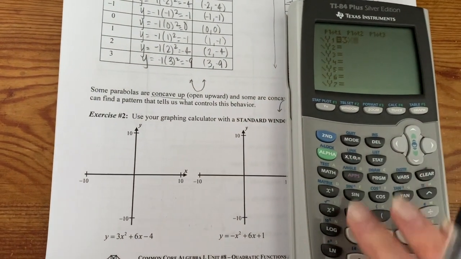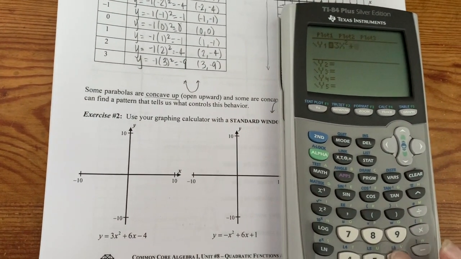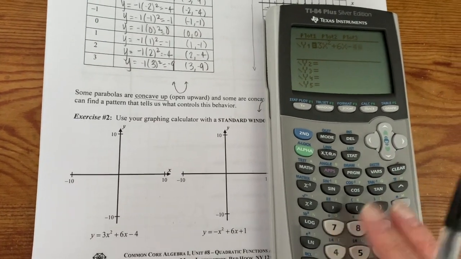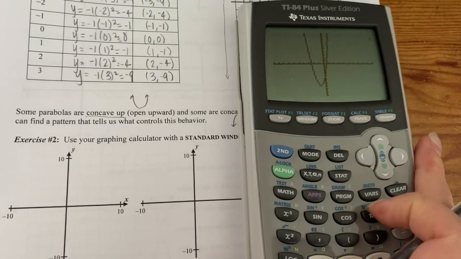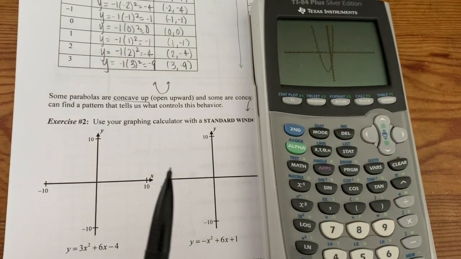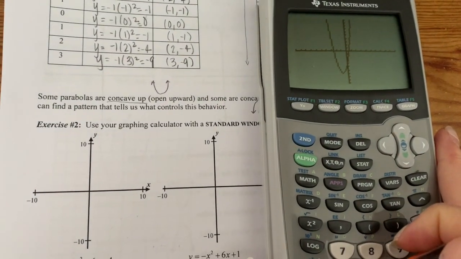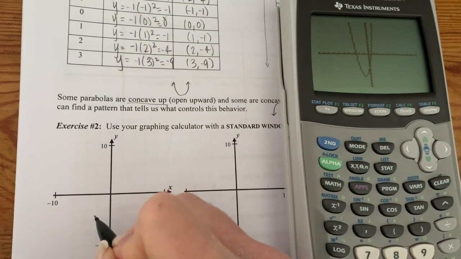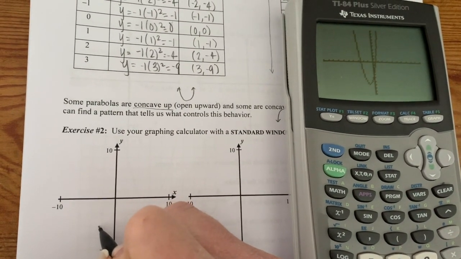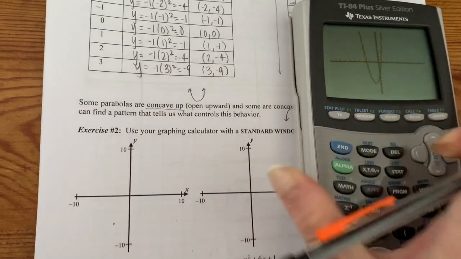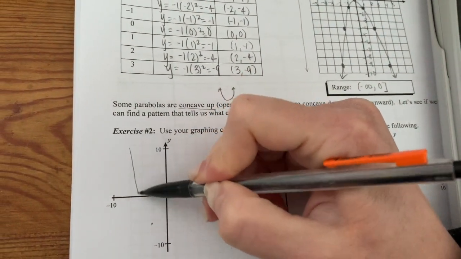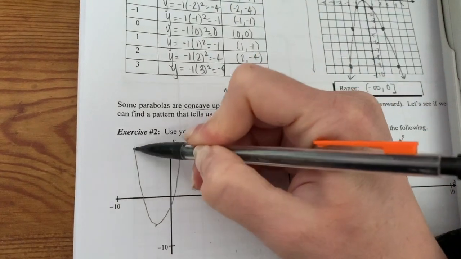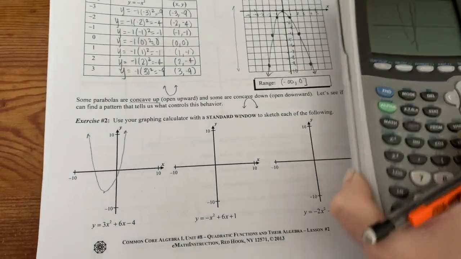So 3x squared plus 6x minus 4. Okay, and we're going to take a look at what we see, and we're going to sketch that. So this is a concave up parabola. It has a min, and it's somewhere around here. So when we sketch this little guy, it's going to look something like that, more or less.